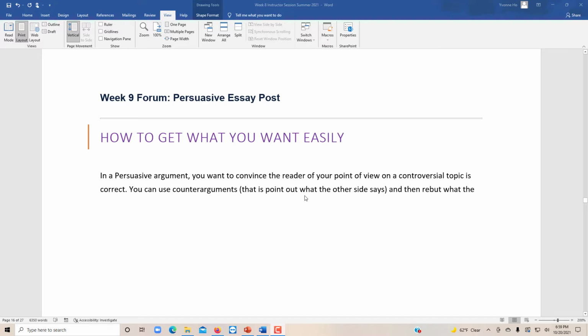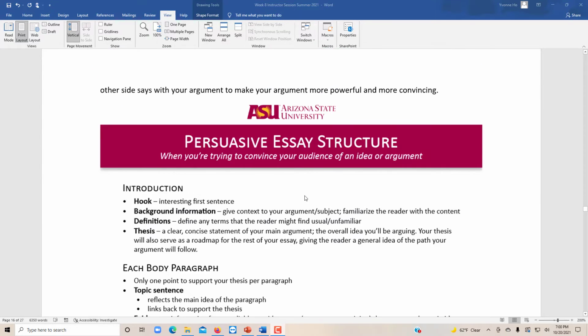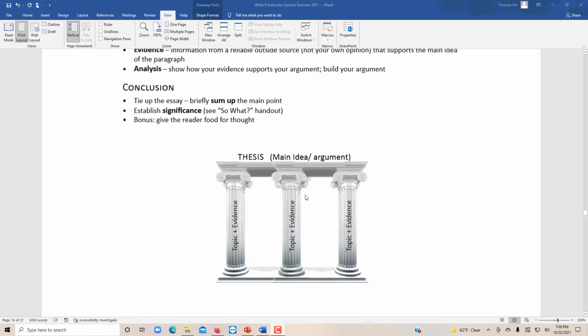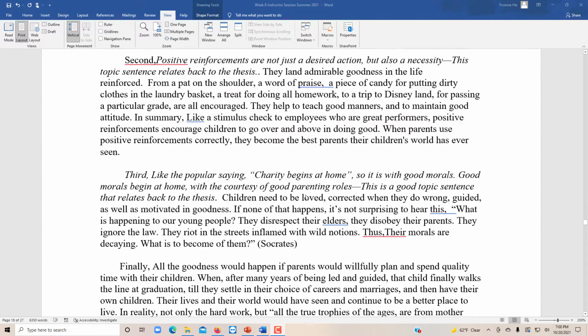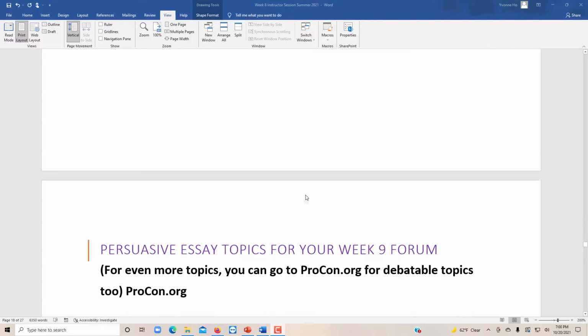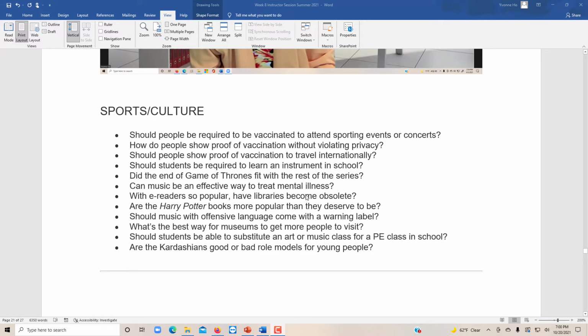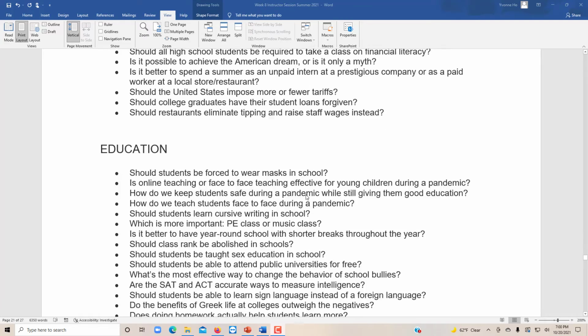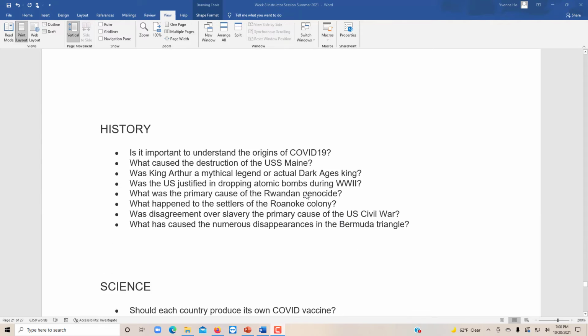Then I'm going to go over the Week 9 forum. It's how to write your persuasive essay post. And so I'll go over what a persuasive essay is, what persuasive essay structure is, and then we're going to go over the different kinds of persuasive posts students have posted through time. And then I'm going to talk about what topics you can write for your persuasive essay. And that pretty much sums up this lecture.